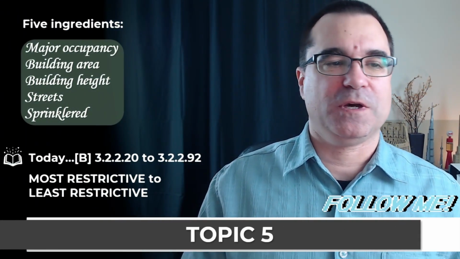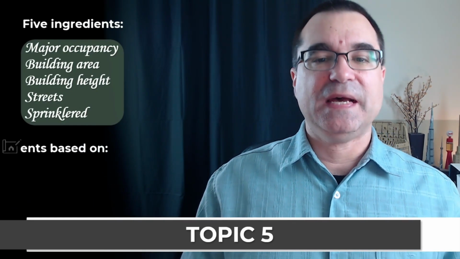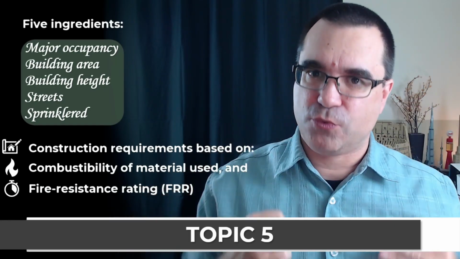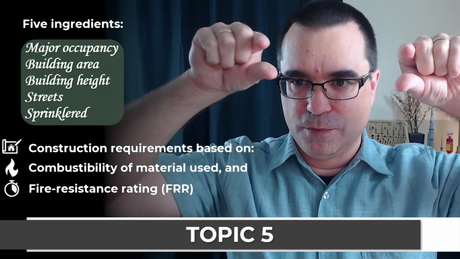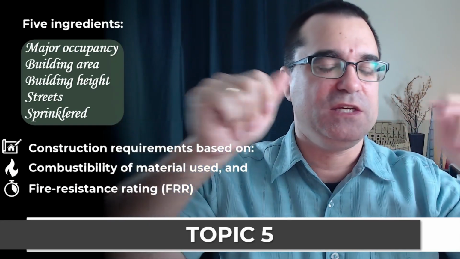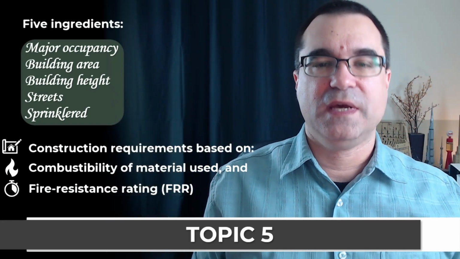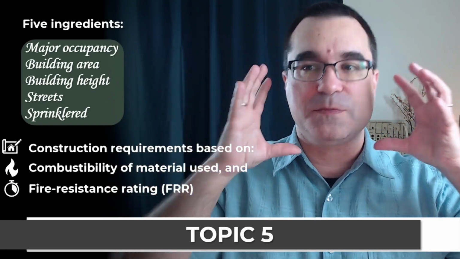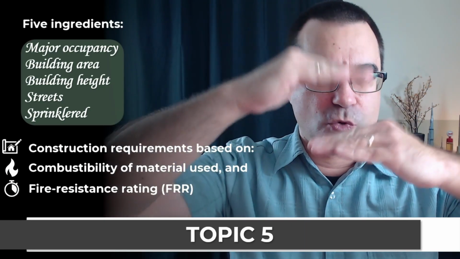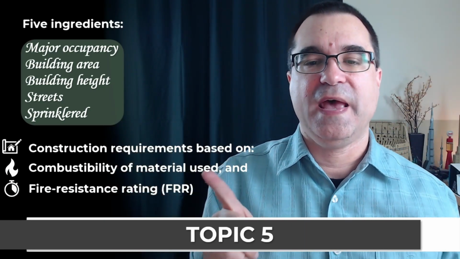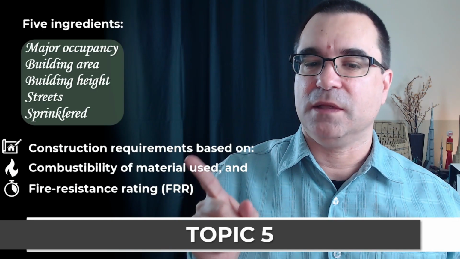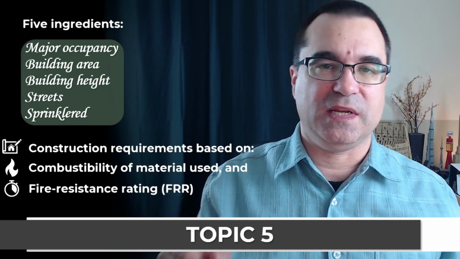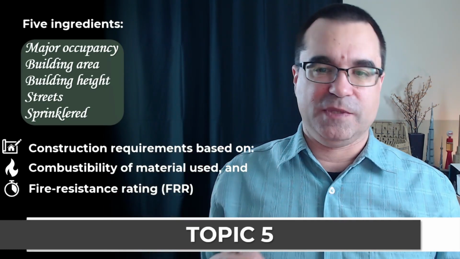There we are. Okay? So, each one of those 73 articles, you saw the title, right? But inside each one of those articles contain the construction requirements for that specific type of building with the requirements in the title of the article. And those requirements are based on the combustibility of the material used and the fire resistance rating of the assembly used and the material used.